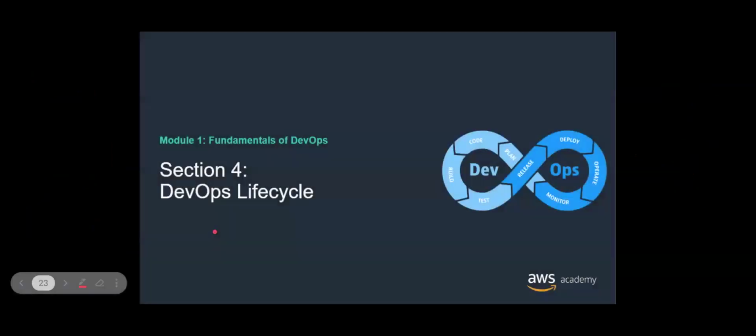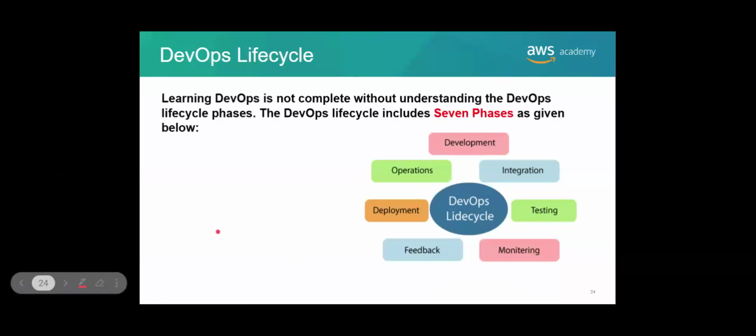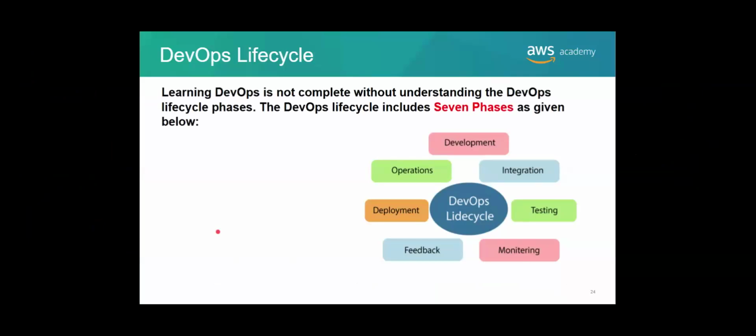Okay. Next, development life cycle. Life cycle means which step is the first one, which step is the second one. Now, learning phase. Learning DevOps is not complete without understanding the DevOps life cycle phases. The DevOps life cycle has 7 phases as given: development, integration, testing, monitoring, feedback, deployment, operations. All these things are the life cycle phases.